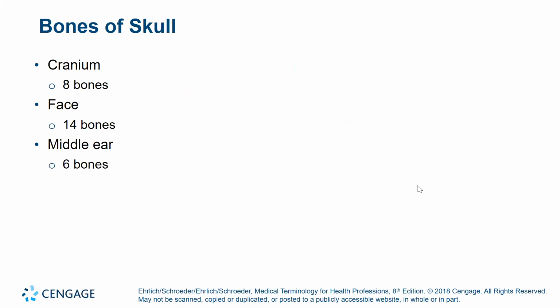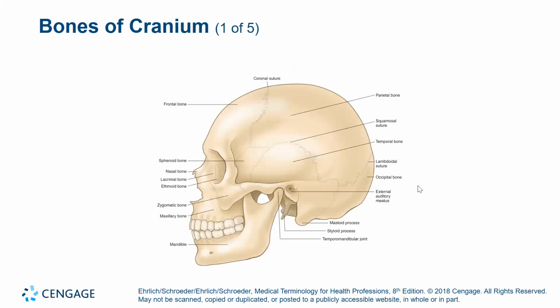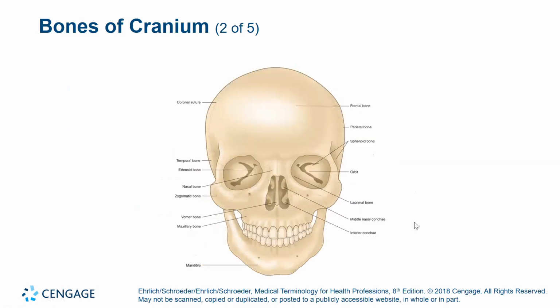The bones of the skull. The cranium has 8 bones, the face 14 bones, and the middle ear has 6 bones. Here's the figure. This is the lateral view of the adult human skull. So you can see where these are all laid out. Here's the anterior view of the adult human skull. You can see here the frontal, orbit, mandible down here, maxillary, nasal bone, and temporal.